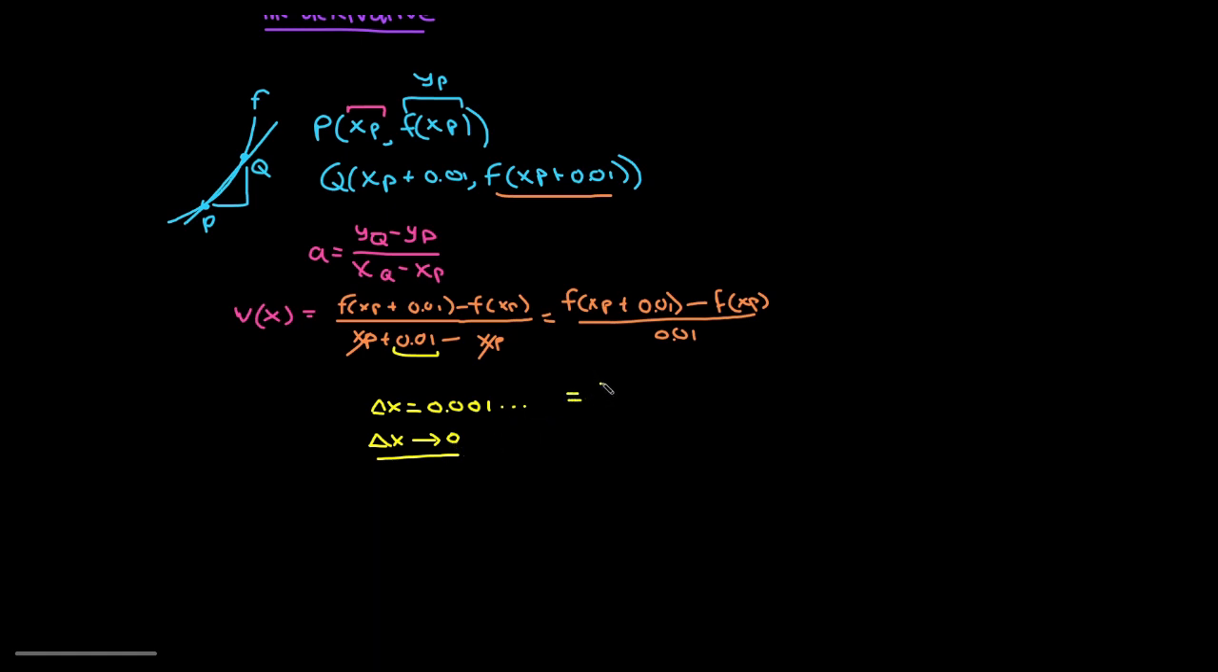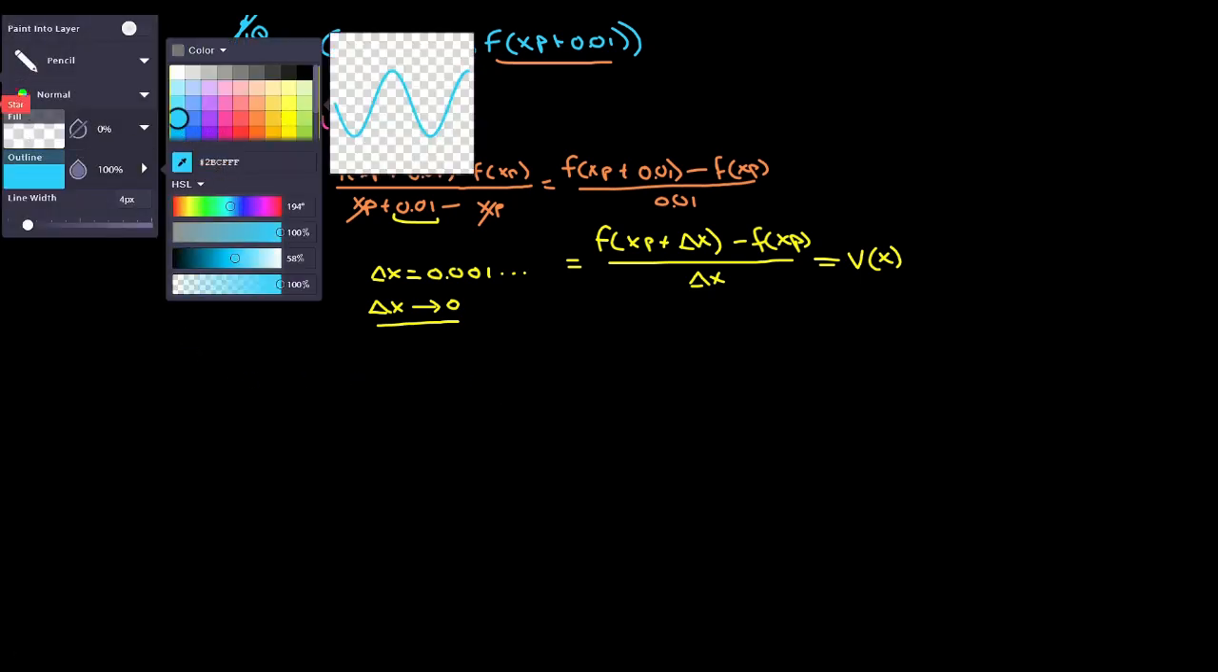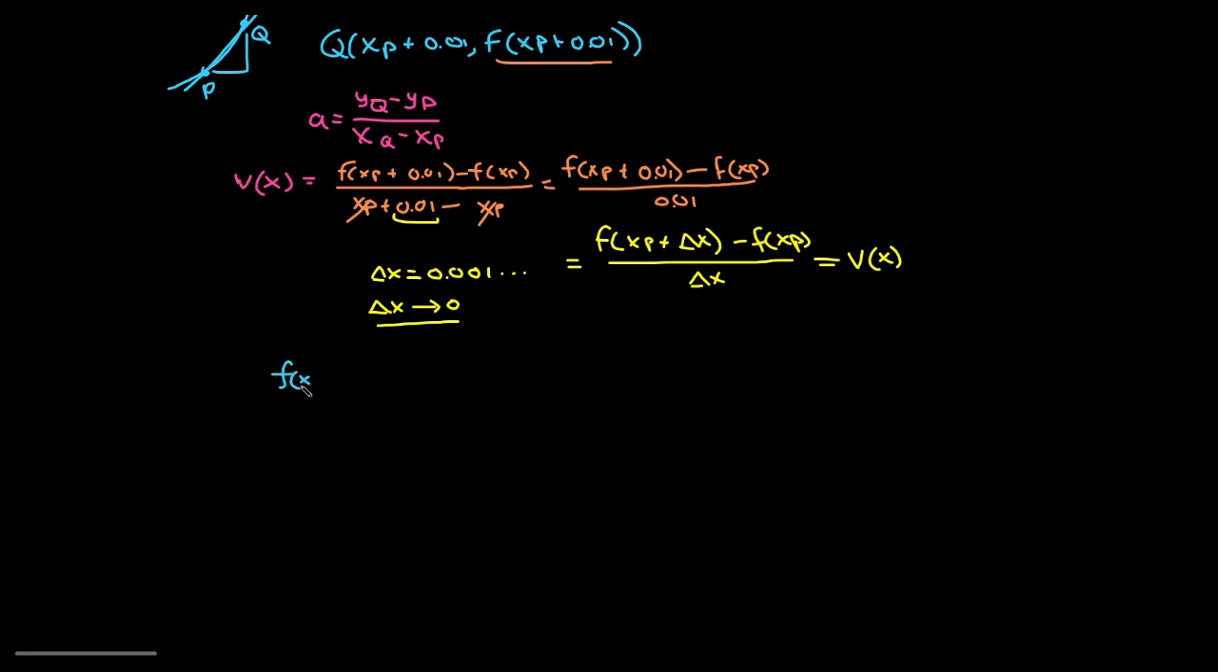So let's quickly rewrite it. So that becomes f of xp plus delta x, minus just regular f of xp, and then we have to divide by delta x. So this will become the slope function, if you will, v of x, the velocity function, something like that. So now we can use this function to see, well, what is the slope function of, say, f of x equals x squared. So we want to find the slope function or the velocity function.